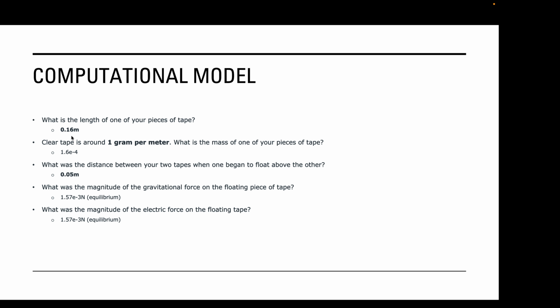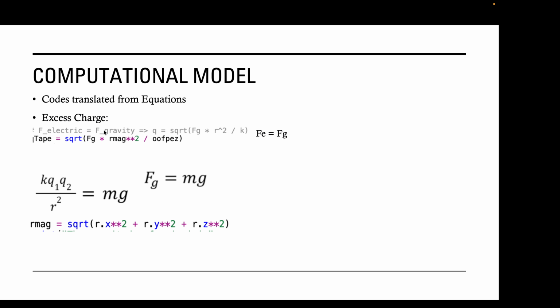The computational model is that the length of our piece of tape was 0.16 meters. The mass of it was 1.6 e to the negative 4 grams. The distance between them in which they finally reacted was 0.05 meters, and at equilibrium, in which the gravitational force and electric force are balanced, the magnitude was 1.5 e to the negative 3 newtons. The code is translated from the equations.